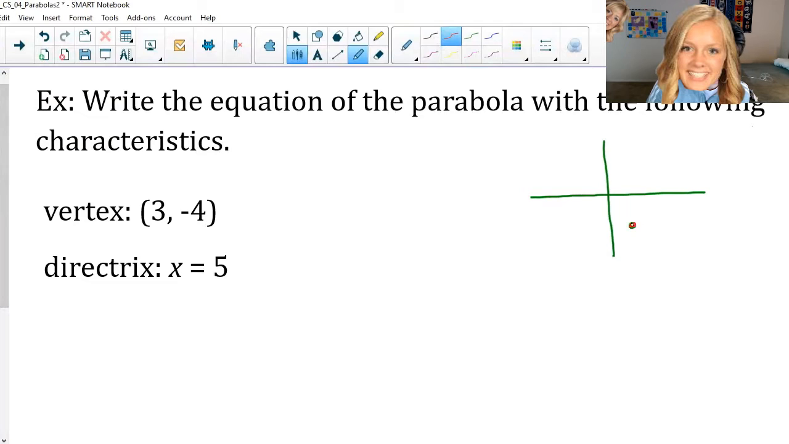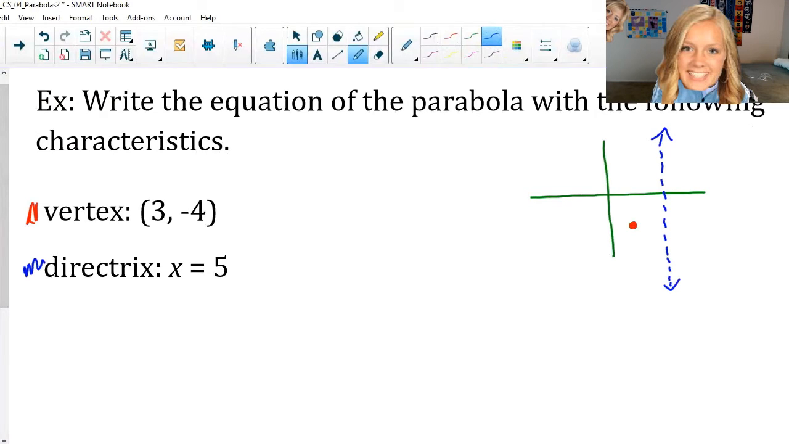Let me make the vertex a different color. So the vertex is red. We'll make the directrix blue. x equals 5, so that's something like this. So we should know from just looking at this, that if the vertex is this red point and the directrix is the blue line, then this parabola is going to be opening to the left. Because remember, the parabola always opens in the opposite direction from the directrix.